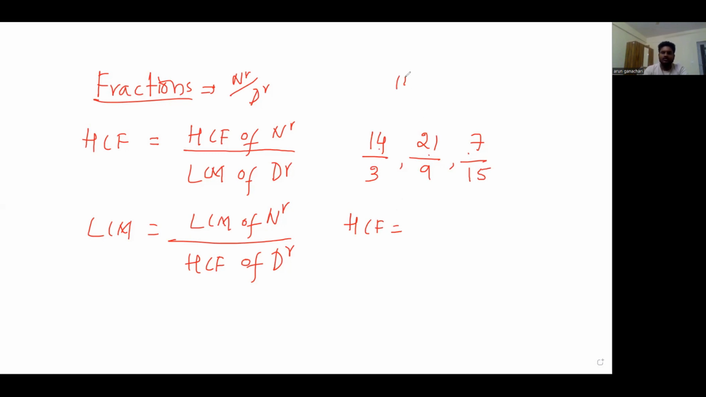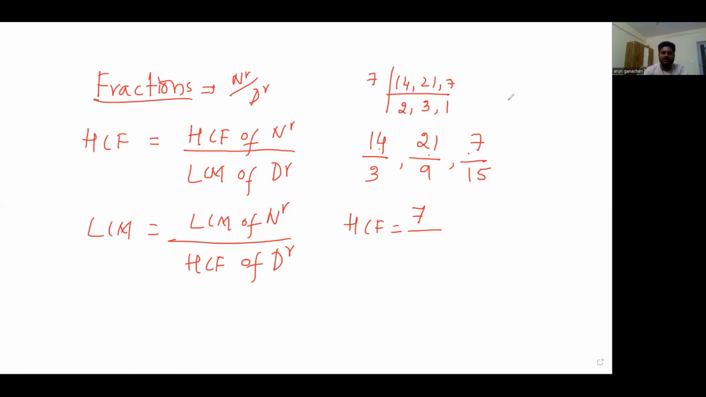What is the HCF of 14, 21 and 7? What is the common number which will divide all these three numbers? 7. 7 twos are 14, 7 threes are 21, 7 ones are 7. So my HCF of these three numbers is 7. Now I have to divide it by the LCM of the denominators.